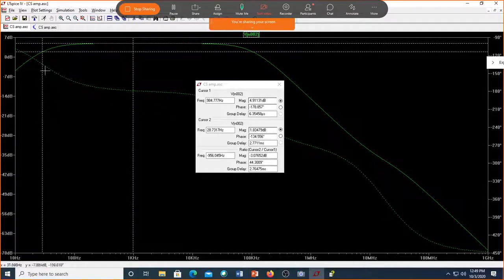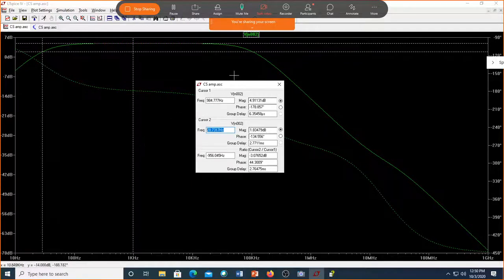Just have a look at this frequency. It is 28.3. What is the frequency that you expected? 35.81. Are we not very close to it? Yes, so this is one of the cutoff frequencies, which is decided by the input impedance and the coupling capacitor.